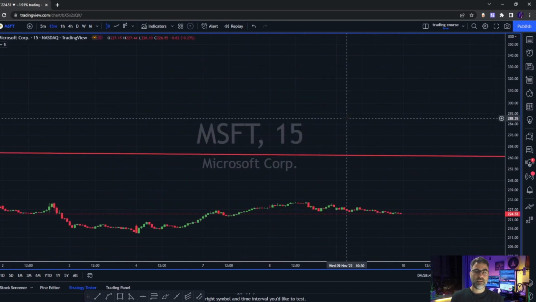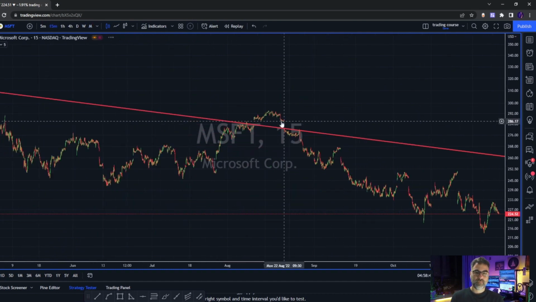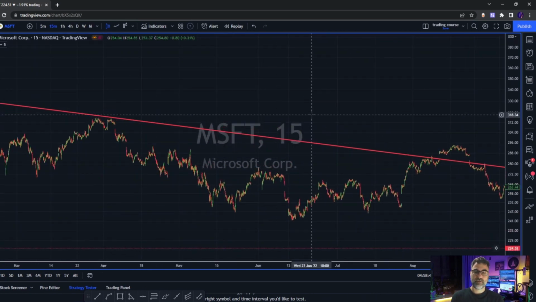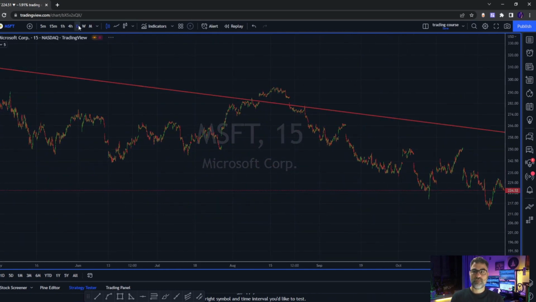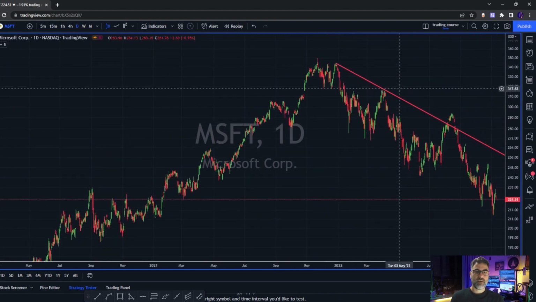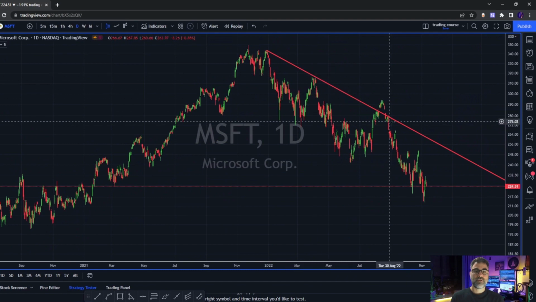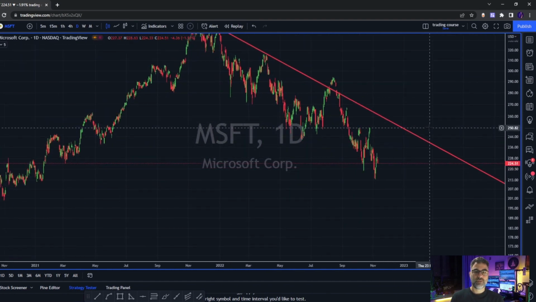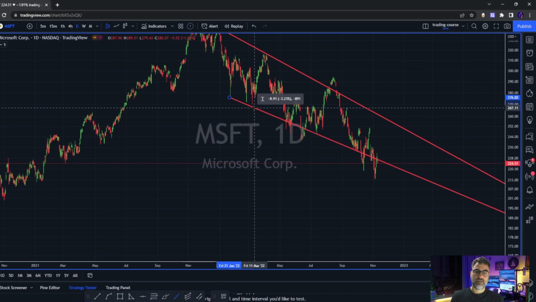On the 15-minute, it holds. We can go further back. So if I know the trend lines give me support and resistance, they will give me support and resistance also in the future. We can take also two points, this here and this here.